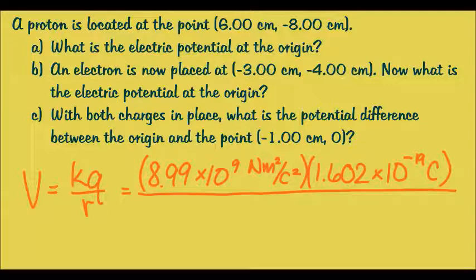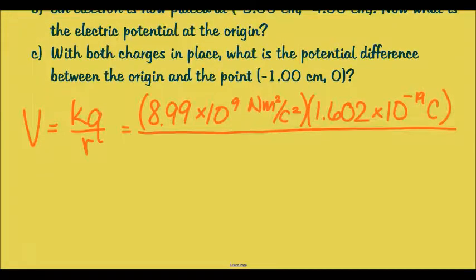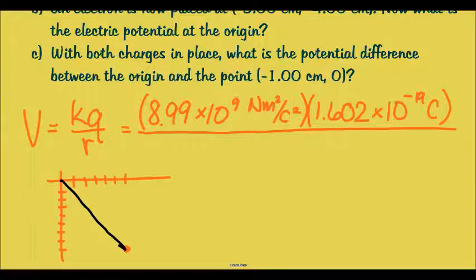We know the proton is located at (6, -8). So if I were to draw that, it would look something like this. So here's where my proton is located. This R distance is the distance from the origin to the location of this proton. I know that I can use trig to find that. Specifically, I'm using the Pythagorean theorem. And when I do the Pythagorean theorem, I find that that distance is 10 centimeters or 0.1 meters.